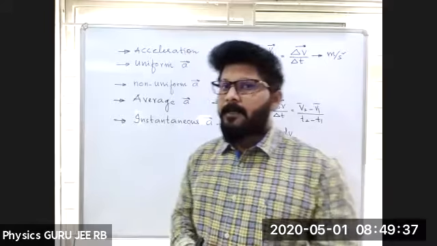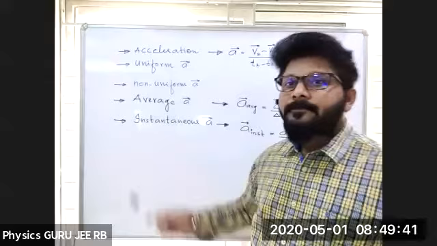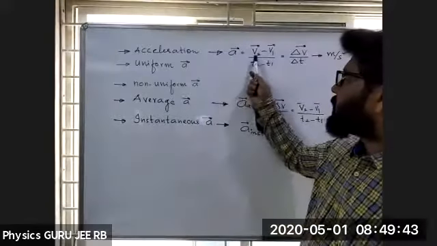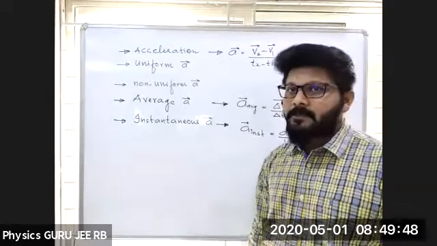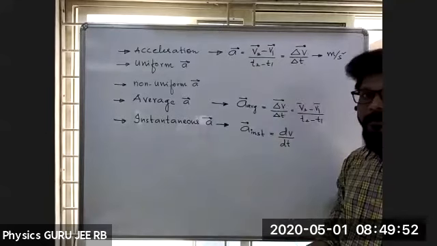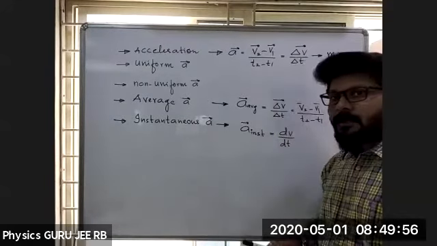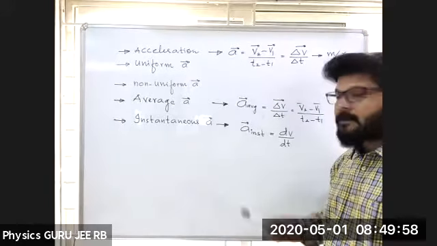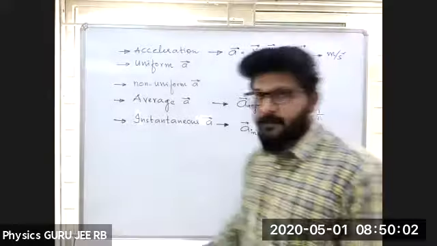So mathematically, how can we express acceleration? Acceleration is nothing but V2 minus V1 divided by T2 minus T1. That is delta V by delta T, simply. As it is a vector quantity, I am representing it with an arrow symbol as a vector. Here, the unit is meter per second squared.